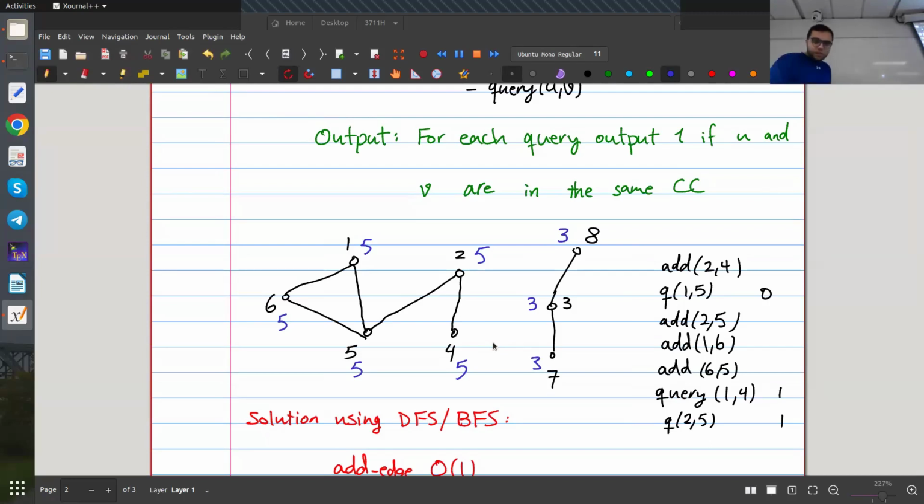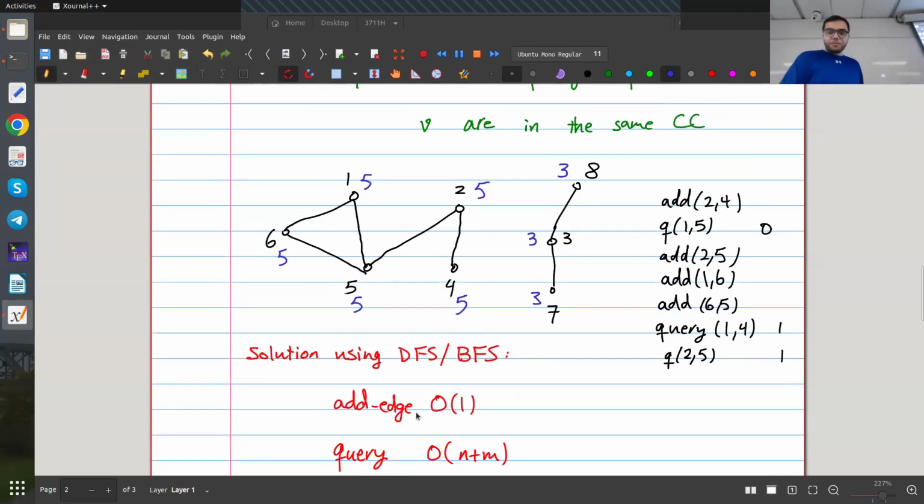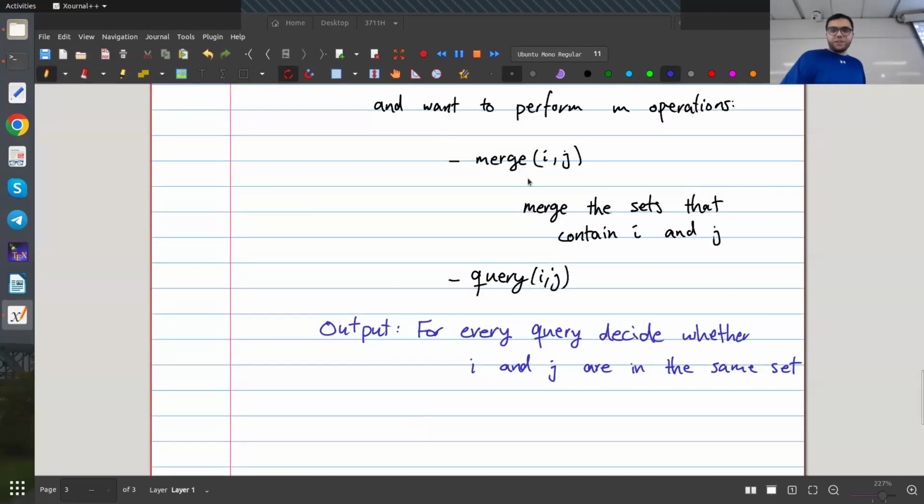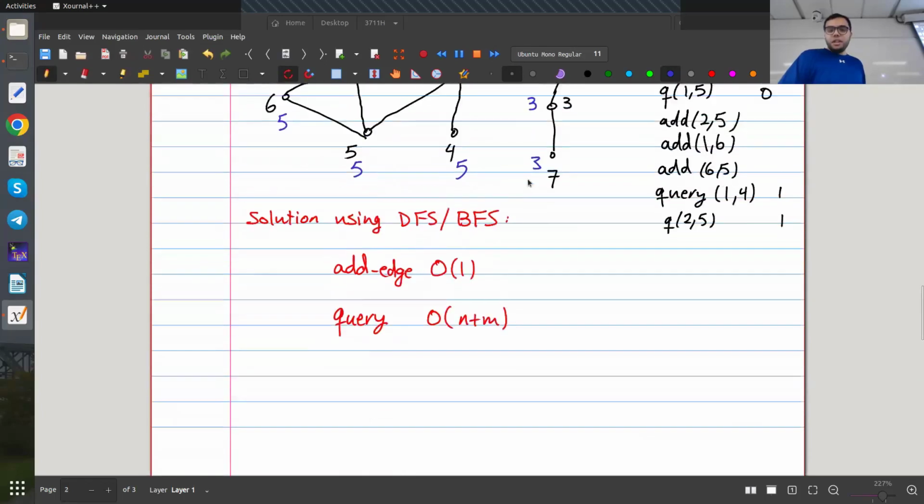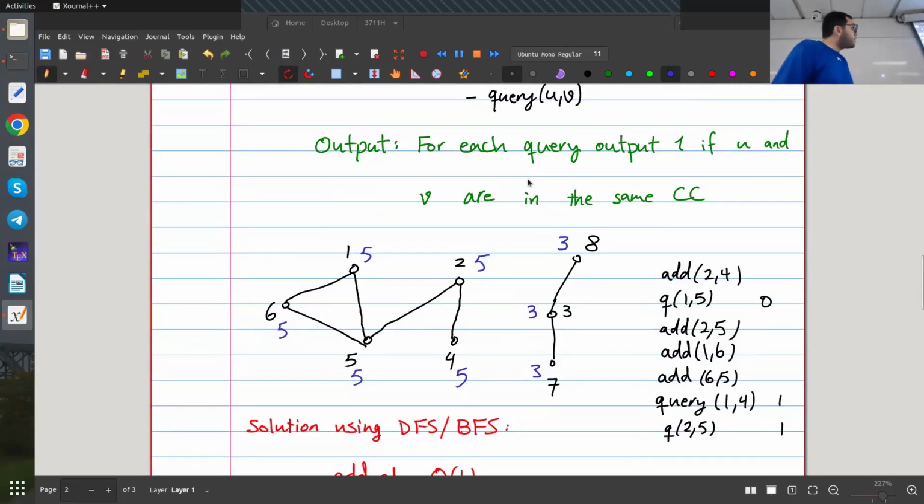Now, what happens when I want to add an edge? Or in this case, when I want to merge? Well, first, I do a query, because now queries are free. Queries are basically constant time. And I check. If they're in the same set, I don't have to do anything. There is nothing to merge.